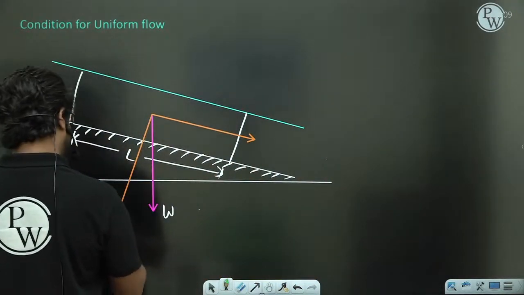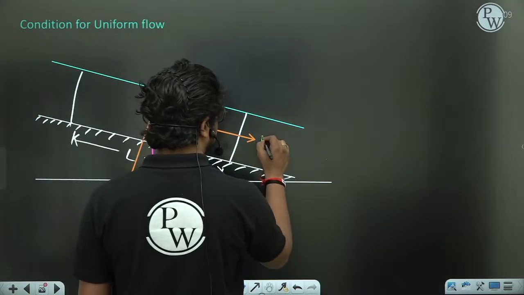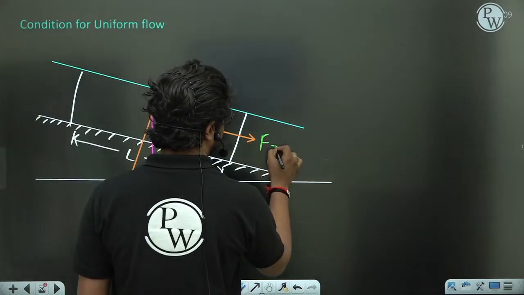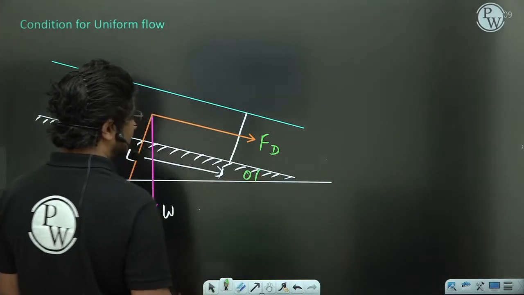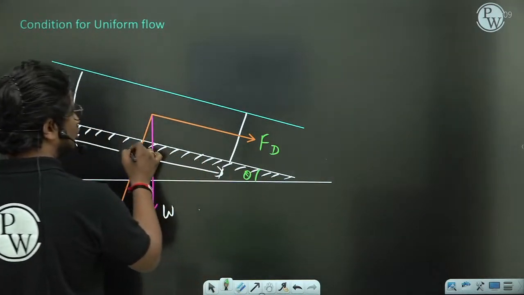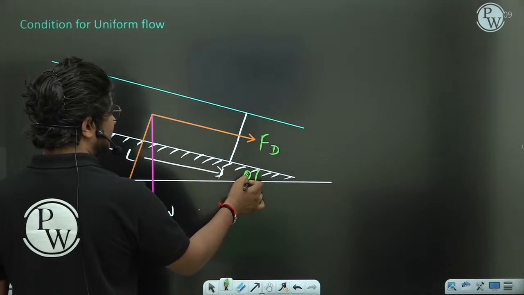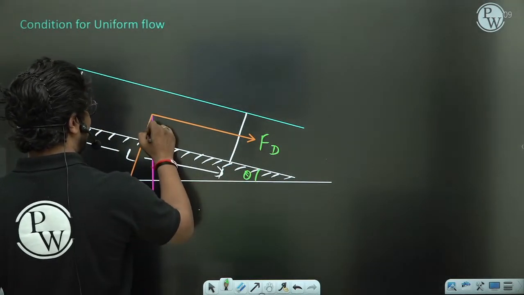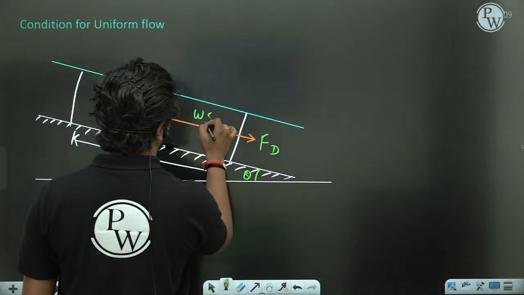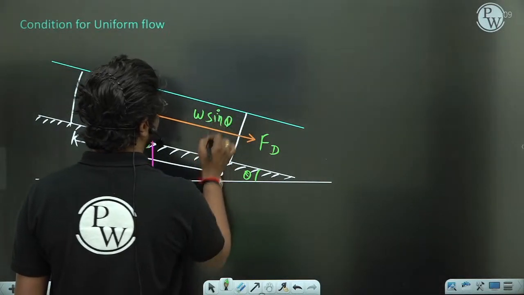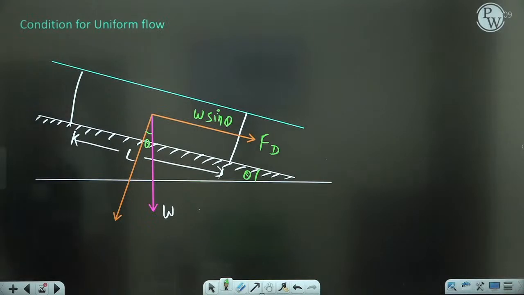So this we are naming as FD. If this is W, this is theta, this is theta. So definitely if this is theta, any line which is perpendicular will make this also theta. So this becomes W sine theta, if I am not wrong. This becomes W sine theta, if anybody is having any problem.